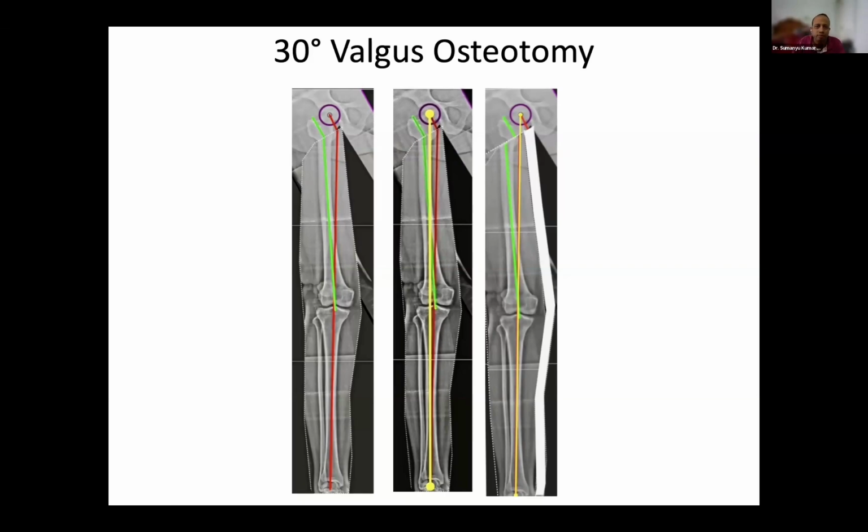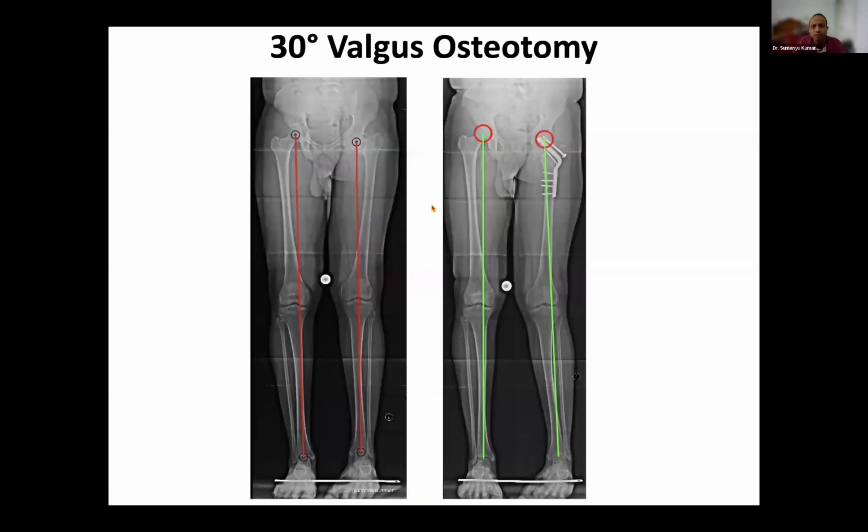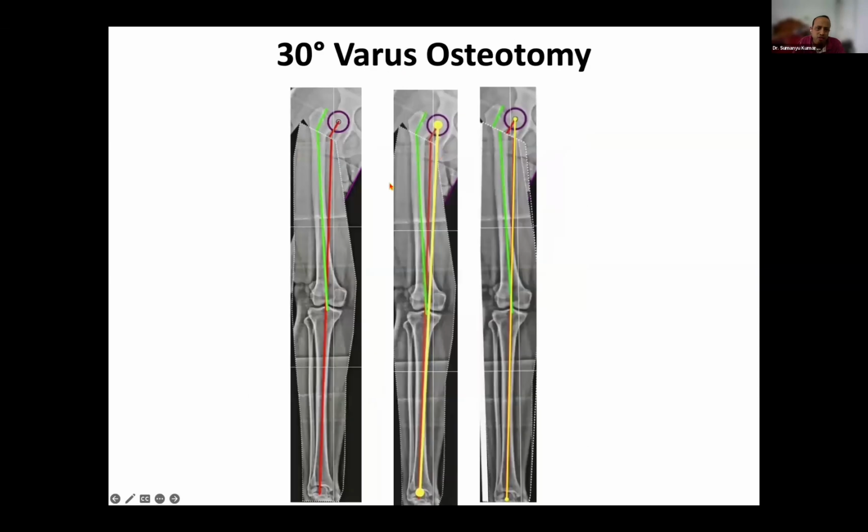So we should not be bothering much about how much the mechanical axis will go into varus or valgus. You can see in this particular case, we have done a 30-degree valgus correction, but the mechanical axis has not shifted very much. And even if you do a varus osteotomy also, the mechanical axis doesn't medialize too much.